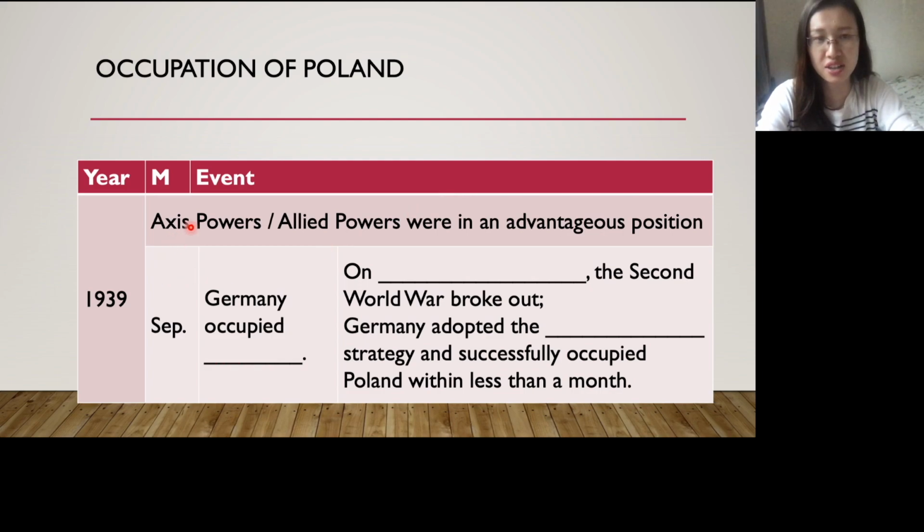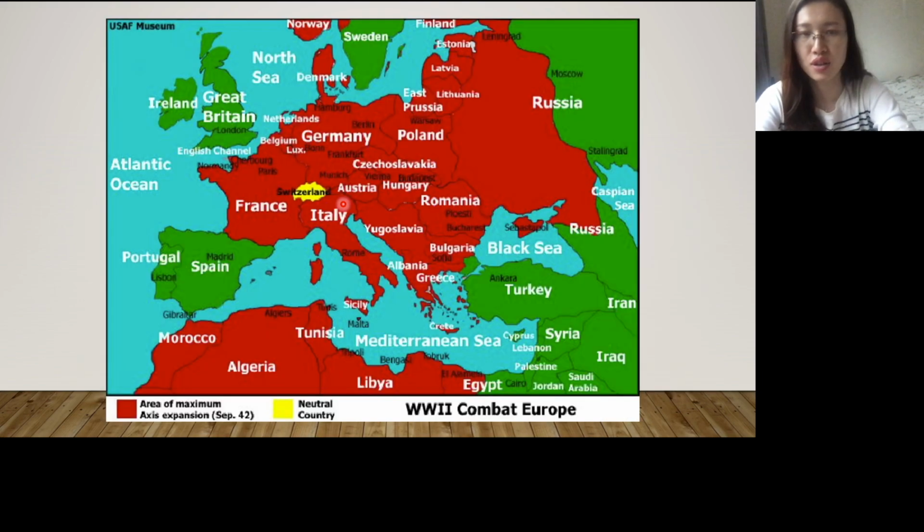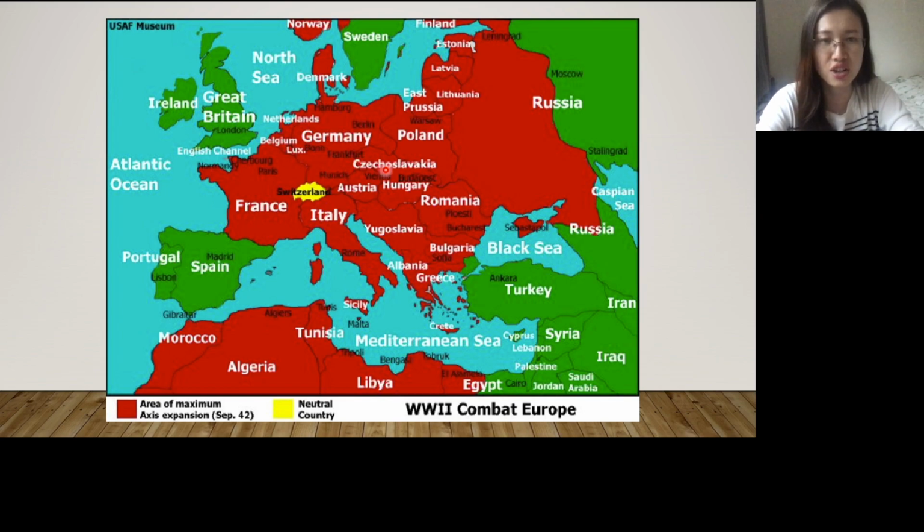Who were in an advantageous position? Axis powers, right? So in September, Germany occupied Poland. On September 1st, the Second World War broke out. Germany adopted the Blitzkrieg strategy and successfully occupied Poland in less than a month. So now Germany has Czechoslovakia, Austria, Hungary, Poland.